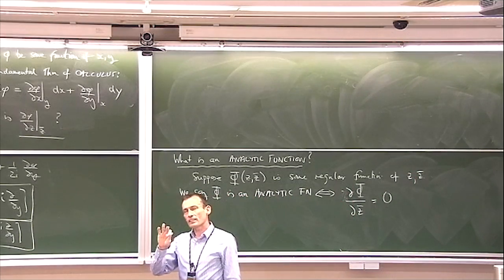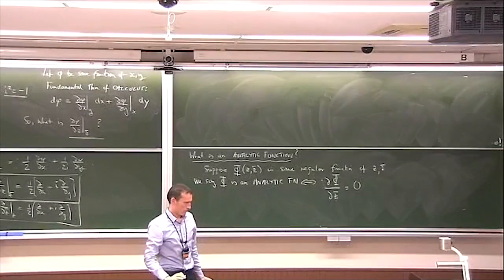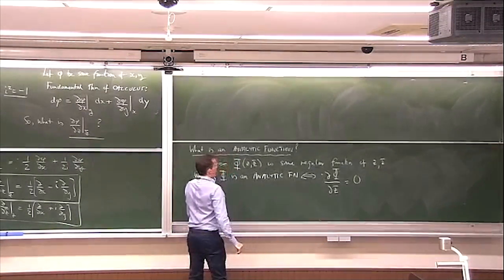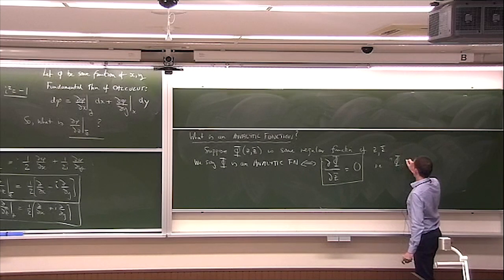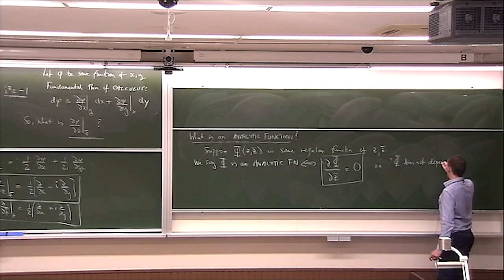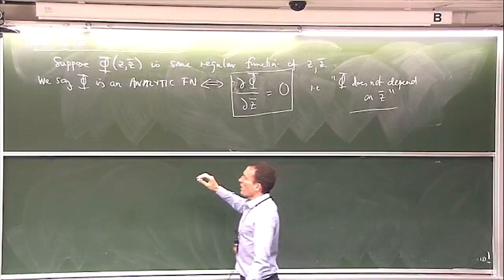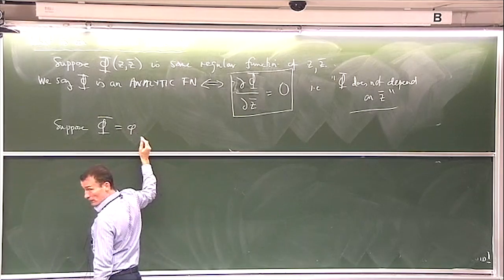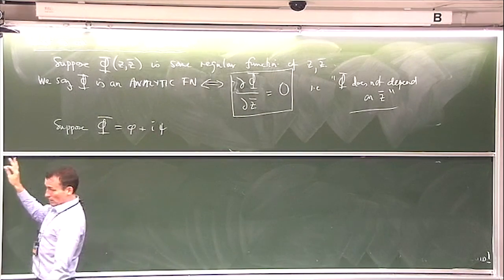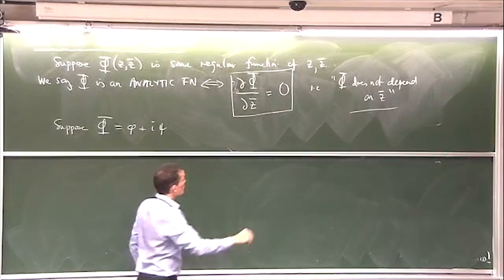Okay, so that's how I like to think of analytic functions. You take the general class of functions, but then you think of the special class that don't depend on z bar. That's it. That's an analytic function. Let's suppose this capital phi has real part little phi, and then it has imaginary part psi. Let's just rewrite this. Let's call this star star.